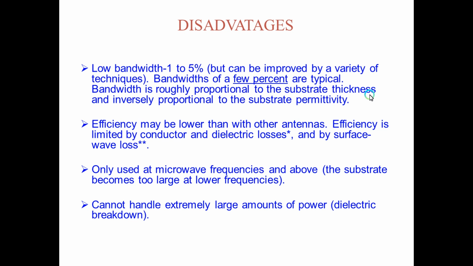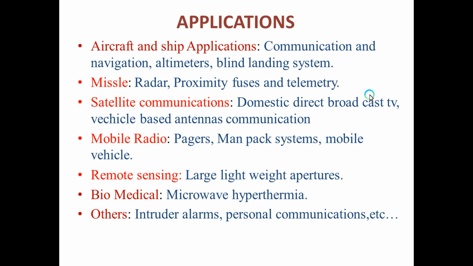In mobile communications, in mobile devices we are handling very low power, 3 to 4 volts, 3 or 4 watts only. So the microstrip patch antenna is very suitable for mobile devices.